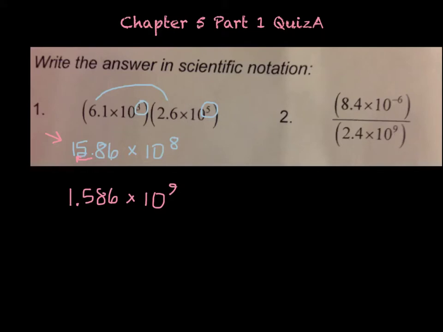On the second problem, we're going to divide 8.4 and 2.4. So we're dividing these two numbers, and we're going to get 3.5 times 10. And then, as you remember, I subtract exponents here. So it's times 10 to the negative 15. Negative 6, subtract 9. Okay? And that would be my answer.